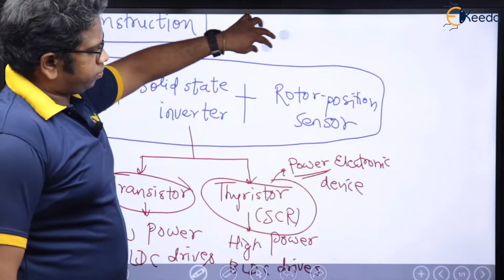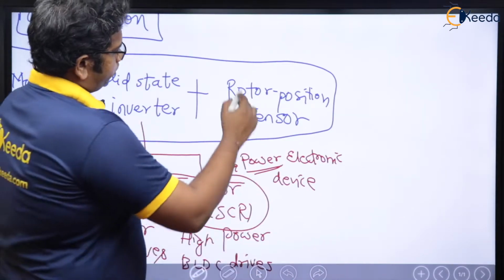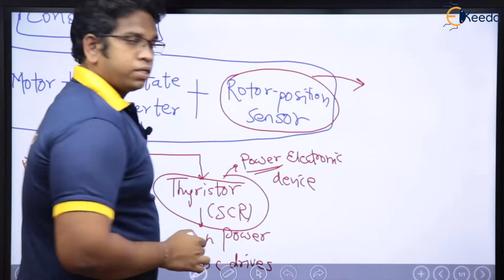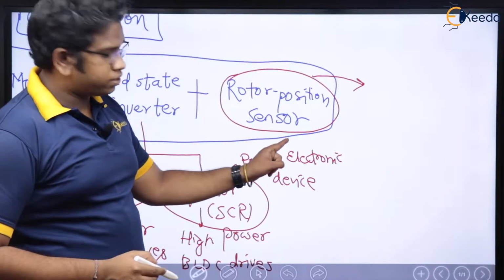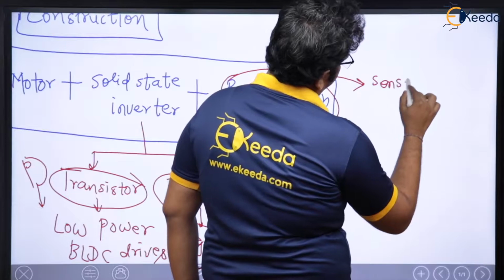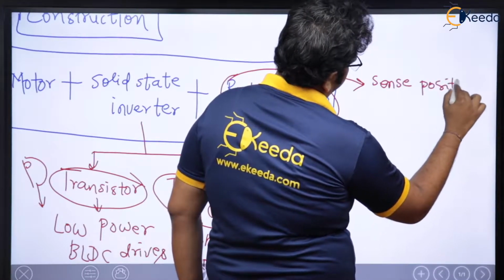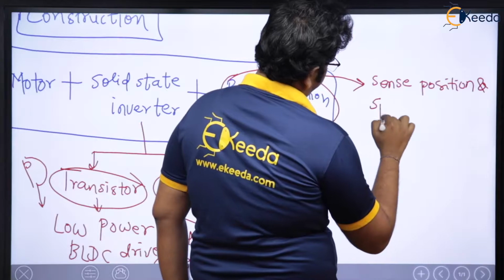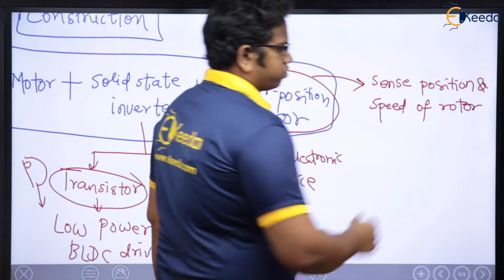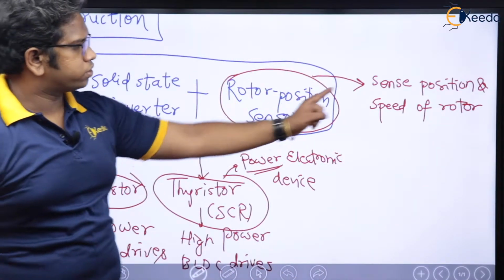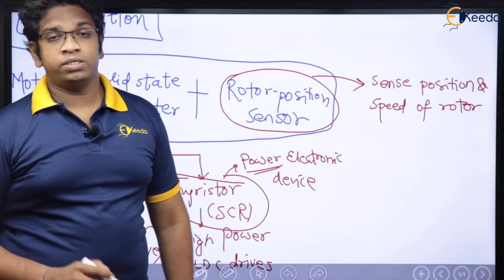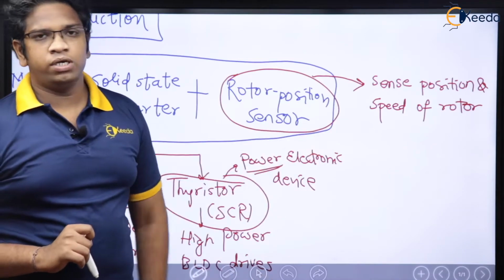See, this rotor position sensor, what is it used for? It itself says that it is going to sense the position and speed of the motor, or we can say the speed of the rotor, because the rotor is always rotating. So it is going to sense the speed and position of the rotor, and depending on the application, that is, depending on the load, it will tell us.